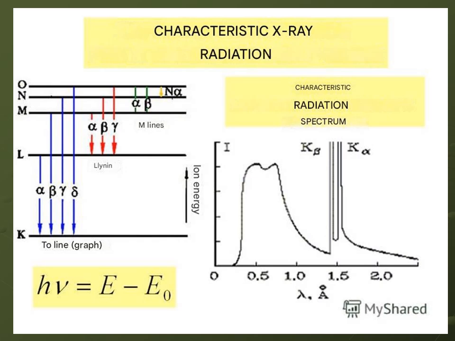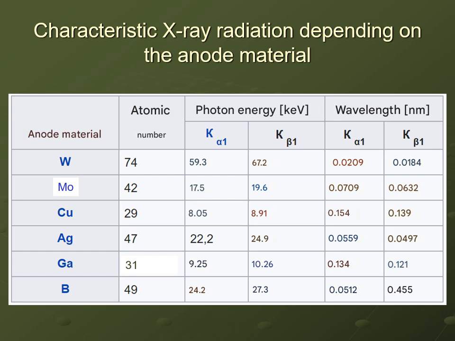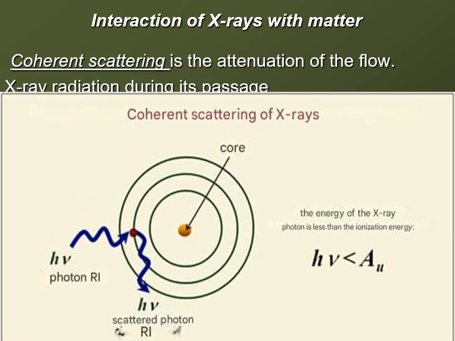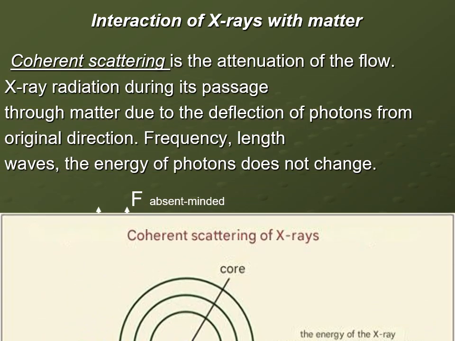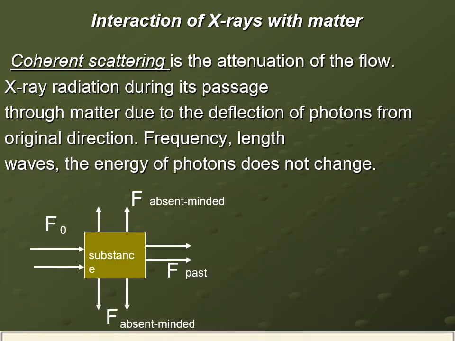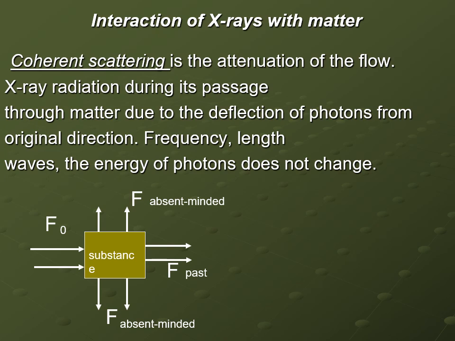The same thing can be seen here on the slide. In other words, we see that quantum transitions occur, and quantum transitions correspond to certain orbitals. Here, we have shown spectral lines for various substances, depending on the material, which atom in this case we use as the anode material.